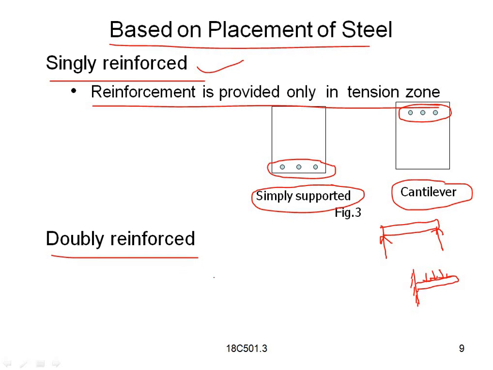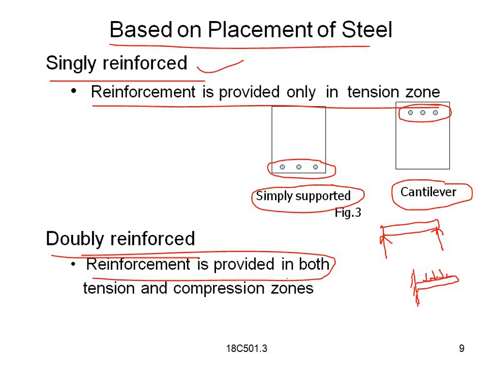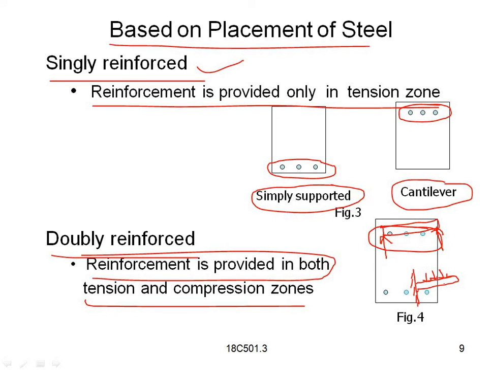And next is doubly reinforced. So here reinforcement is provided in both directions, whereas in singly reinforced it is provided only in one direction. But in double reinforcement, reinforcement is provided in both directions, so tension and compression zones will be there. We can see in the diagram the top 3 bars are provided and the bottom 3 bars are provided. So here the bottom is in tension and the top is in compression. Important terms.